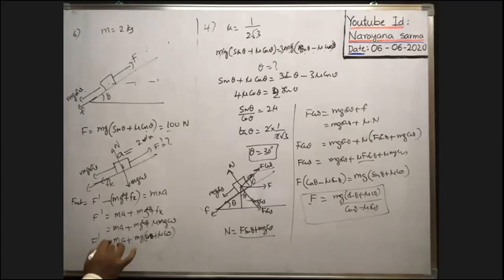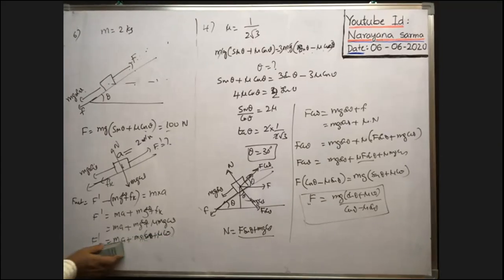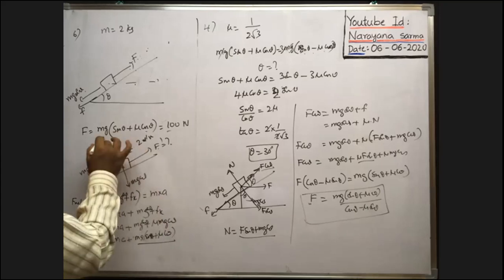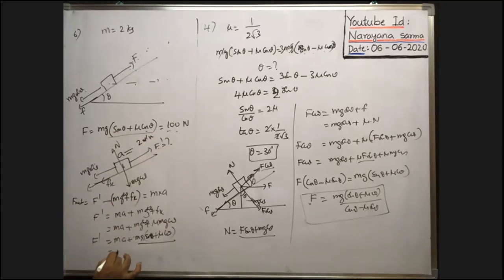So substitute the data. M means the mass of the body is 2 kg, acceleration is equal to 2 meters per second square, plus m means 2 kg into g 10 sin theta, whatever the theta value. Here already this value is given directly. Previously, mg of sin theta plus mu cos theta was equal to 100. You substitute 100 directly. Ma plus 100 is equal to 2 kg into a, which is 2, plus 10.